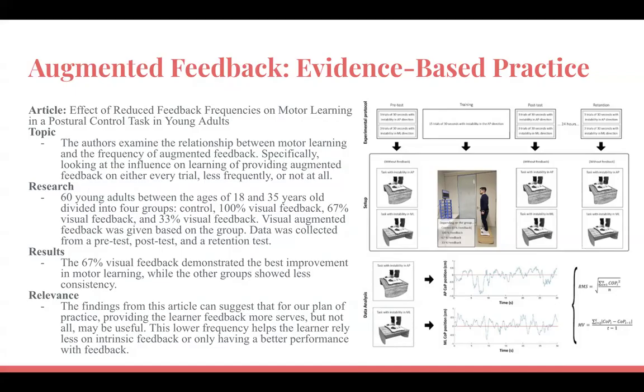Visual augmented feedback was given to the participants based on which feedback frequency group they were in. Data was then collected from a pre-test, post-test, and a retention test. The main result of the study is that the 67% visual feedback group demonstrated the most improvement in performance at the post-test and retention test. This supported the guidance hypothesis, which states that too much feedback may decrease learning and create a dependency on feedback.